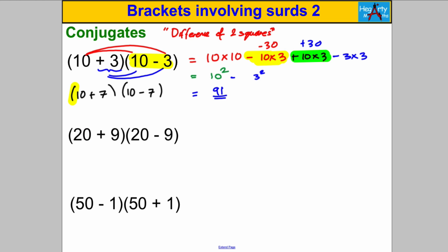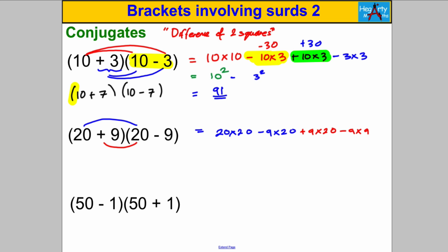So let's do this long ways as well. 20 multiplied by 20 we'll write like that. 20 multiplied by negative 9 we'll subtract 9 times 20. Here we're going to write positive 9 multiplied by 20 is plus 9 times 20, and positive 9 multiplied by negative 9 is subtract 9 times 9.